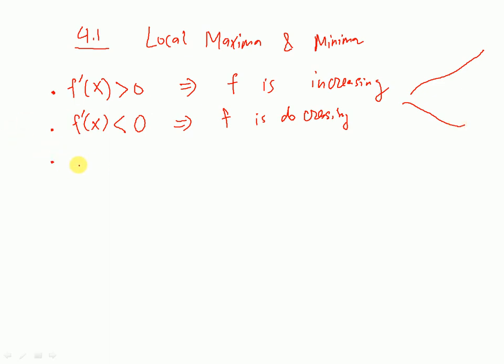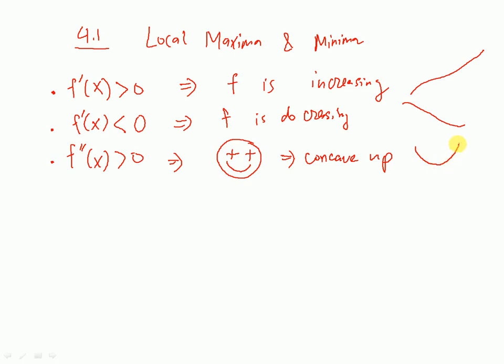And we also talk about the second derivative. So if the second derivative is positive, we have what? I have positive, so I have plus here, and it should be a happy face. So this is concave up, right? We have a concave up graph. Now the last one is negative, then you should have what? The sad face, right? Or concave down.